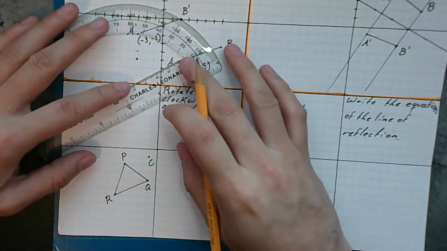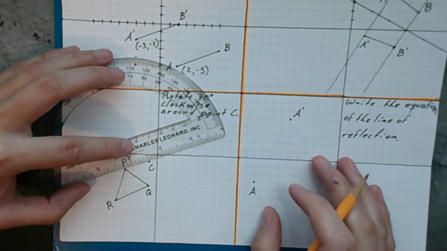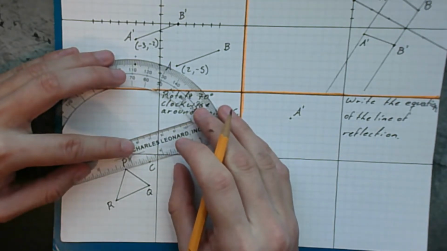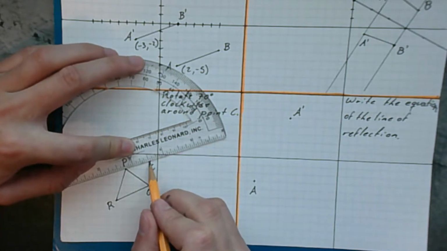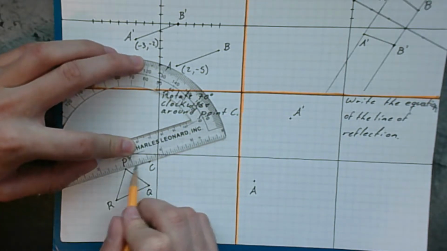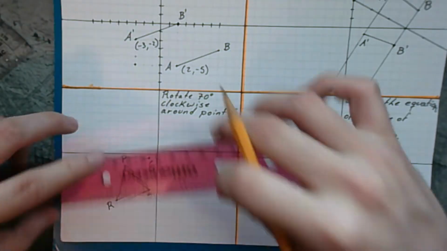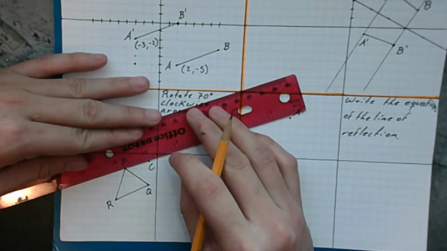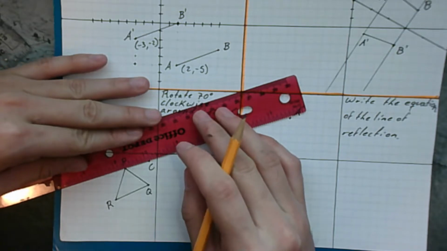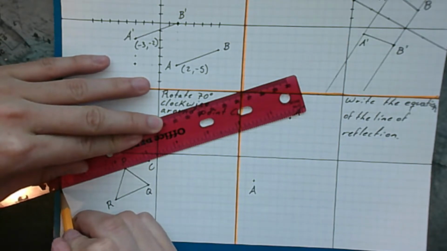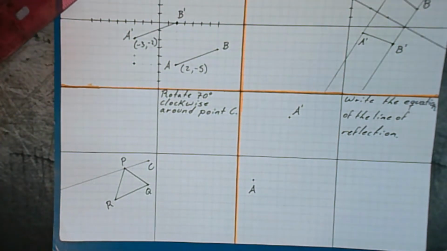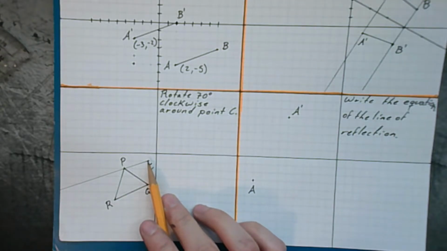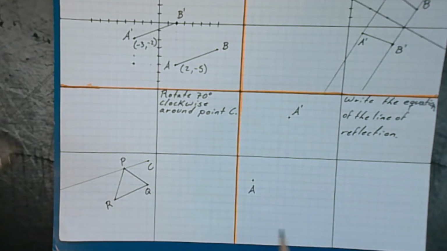Okay, so first thing, choose a point to rotate. Let's rotate point P. The very first thing that I want to do is trace a segment connecting the center of rotation and the point that I want to rotate. So there you go. That's my segment. I want to rotate point P. So again, a segment from the center of rotation to the point that I want to rotate.